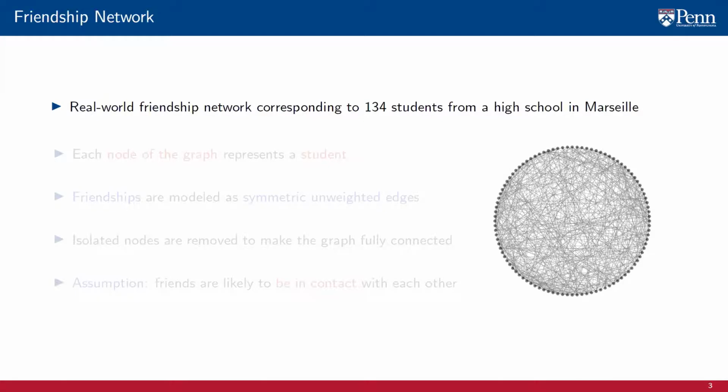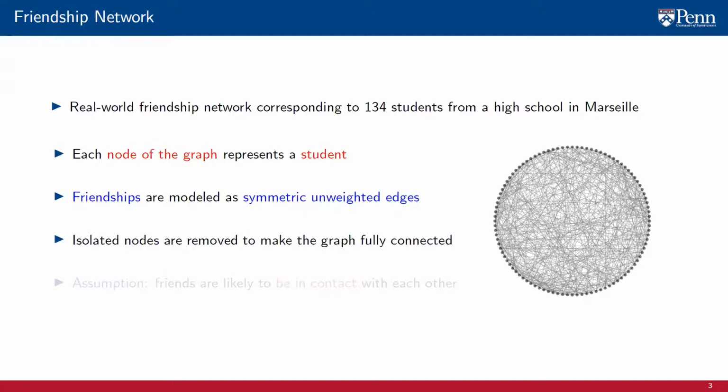To build the friendship network, we use real data corresponding to friendships reported by a group of 134 students from a high school in Marseille. Each node of the graph represents a student, and each edge represents a friendship. All edges are unweighted and symmetric. Isolated nodes were removed to make the graph fully connected. In order to model the propagation of the disease, we will assume that friends spend time with each other, and thus the disease is likely to spread from friend to friend.